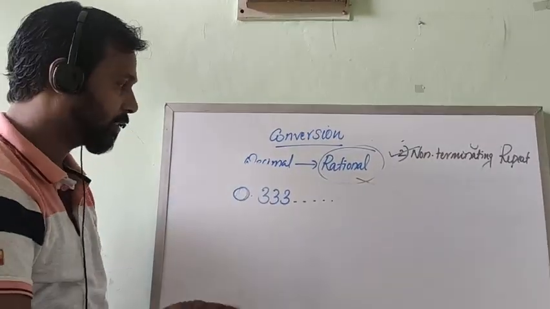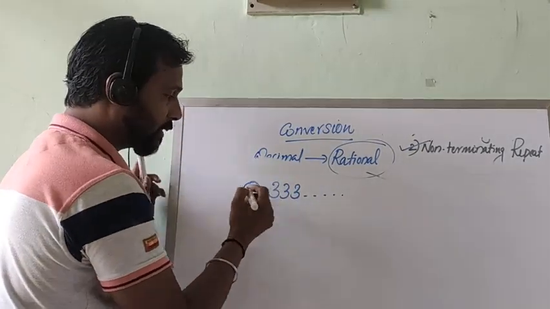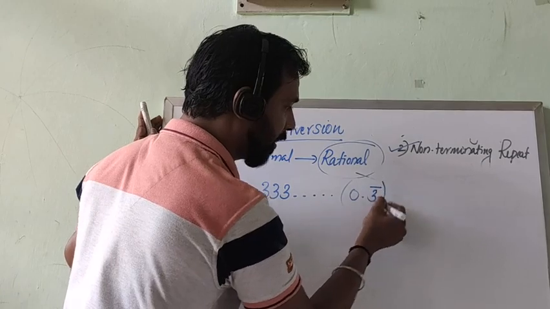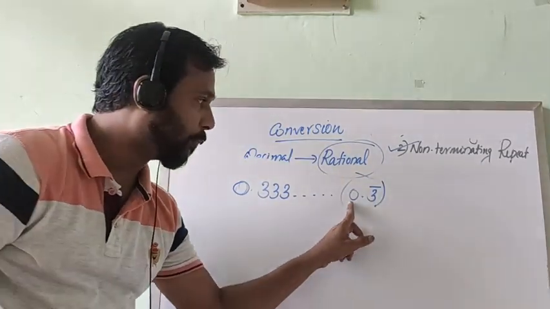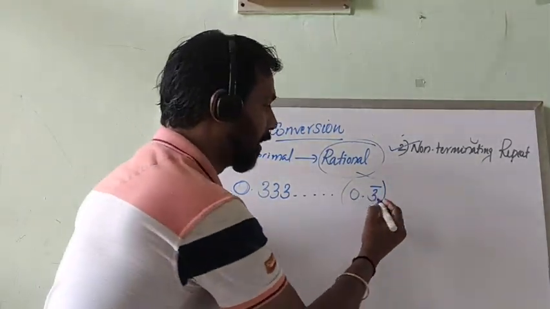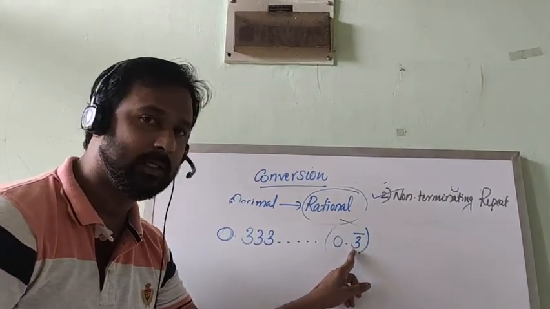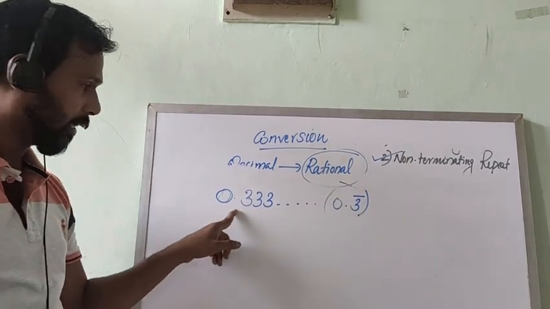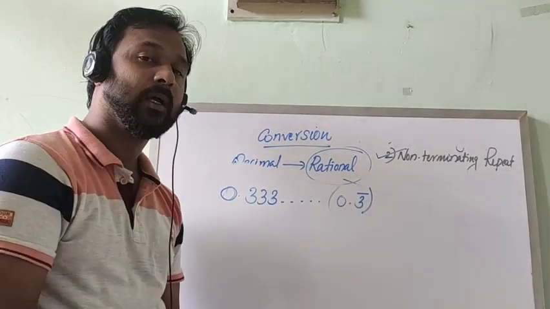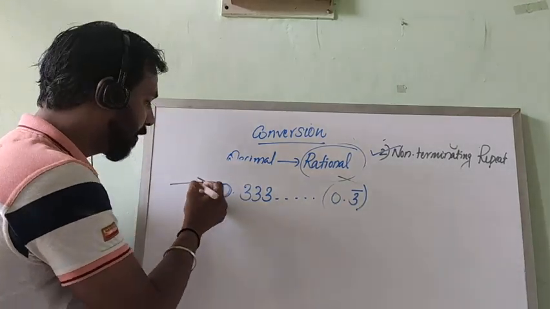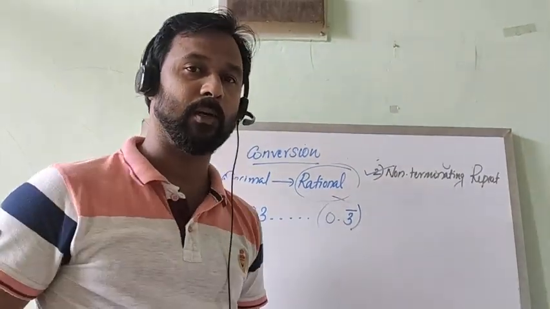So what we have to do is consider this. You know students, this can be shortly written as 0.3 with a bar on top. We will read it as 0.3 bar. This bar stands for the digit repeating many times. This can be written like this, 0.333, etc. Now the method of conversion. See how to solve the problem. A very important problem. Every time in exams, such a problem will be there.